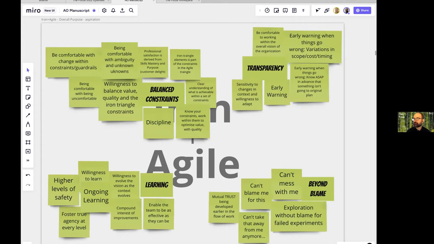One thing we noticed as well in the discussions is that when the iron and agile triangles are in balance, it promotes learning in the organization and in teams. That was a surprise for us when we discussed it. It's about the value of continued learning in the organization. That means you can continuously deal with those VUCA elements, or with the variability that the marketplace can bring to us.